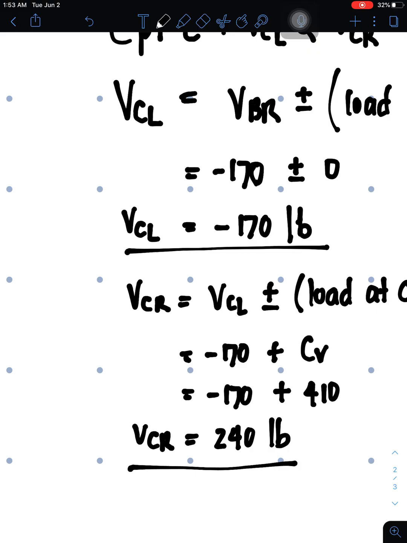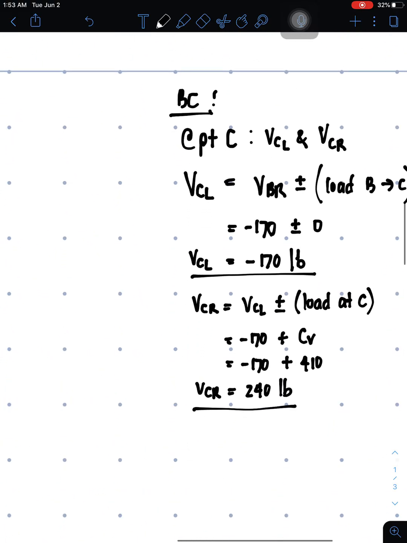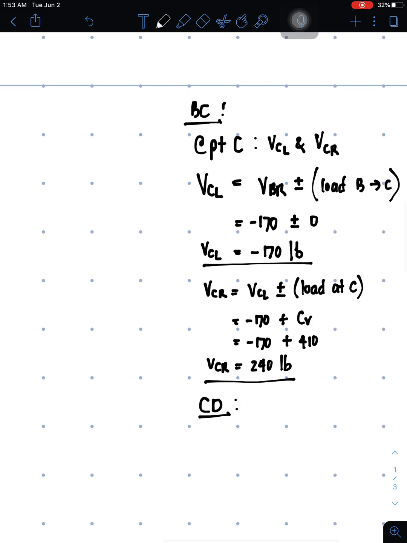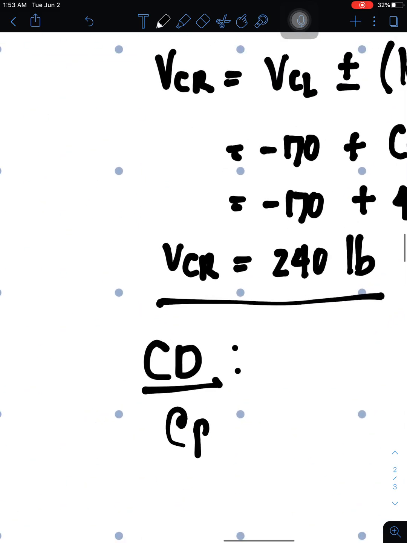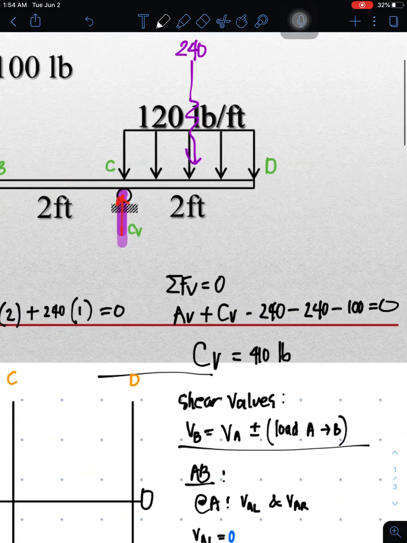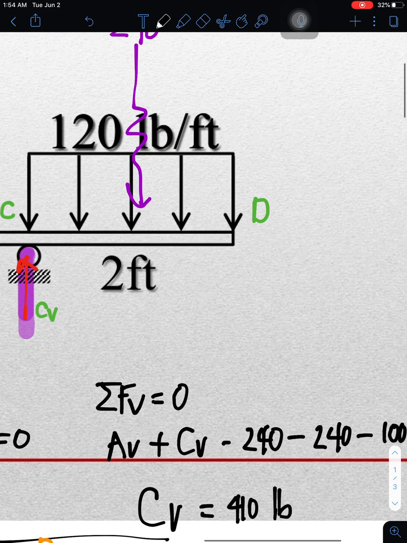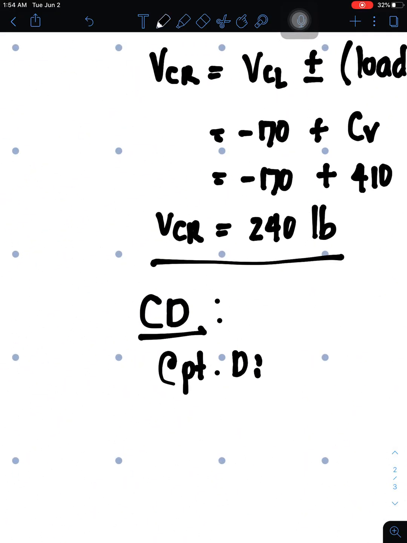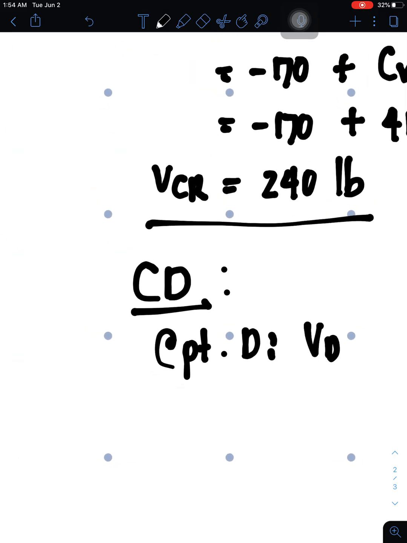Next, let us proceed to segment CD. We are done plotting C, so we go straight to point D. So, at point D, there is no concentrated load. What is there is the end portion of the distribution. So it is no longer a concentrated load, because it is part of the distribution, meaning only one value at point D. So what we will do is solve for VD.